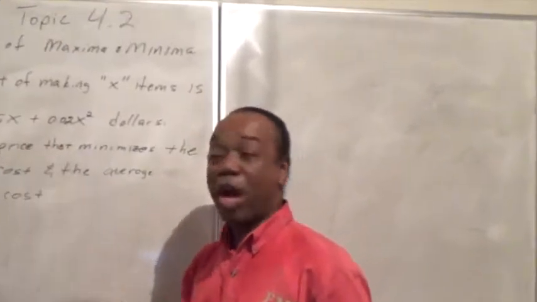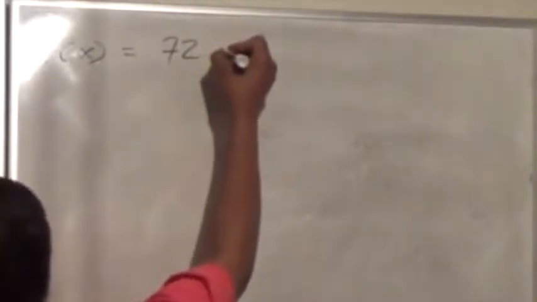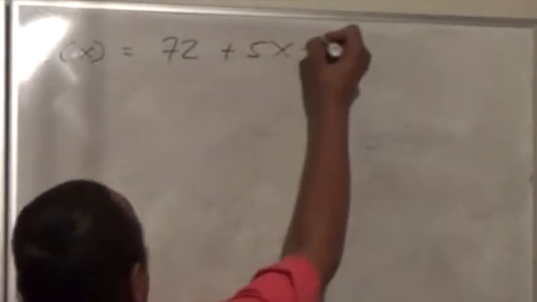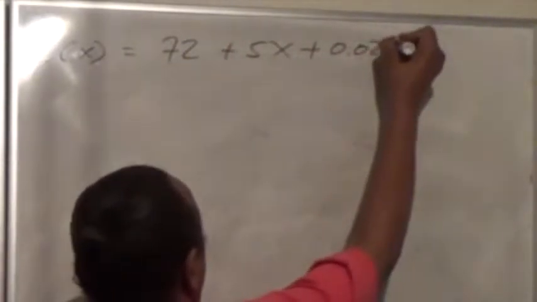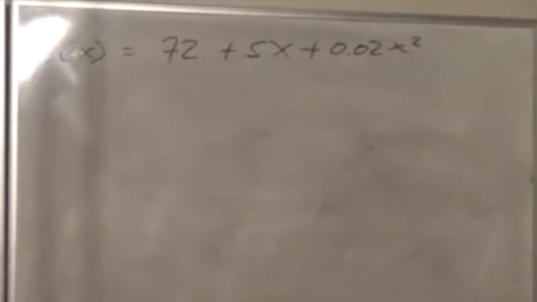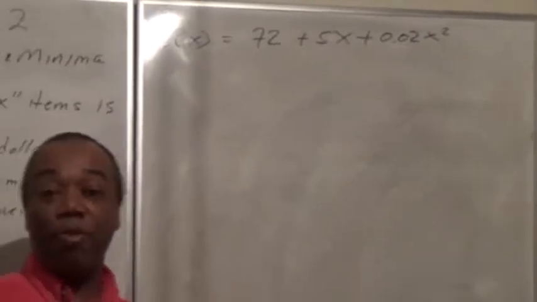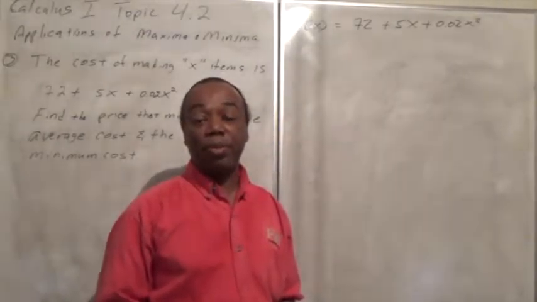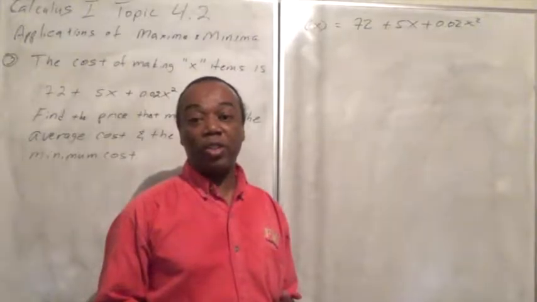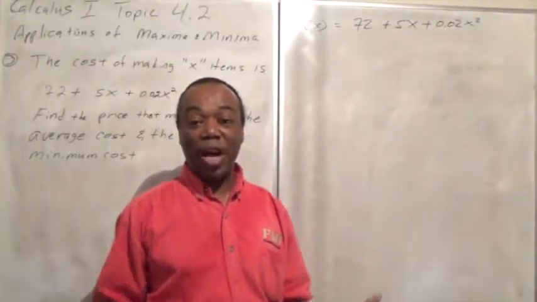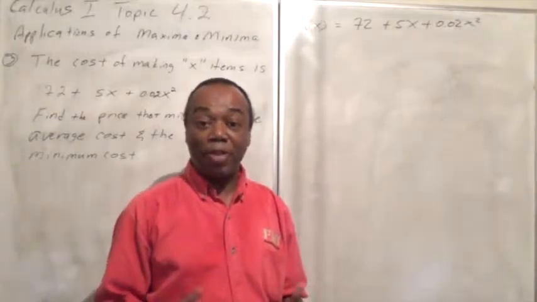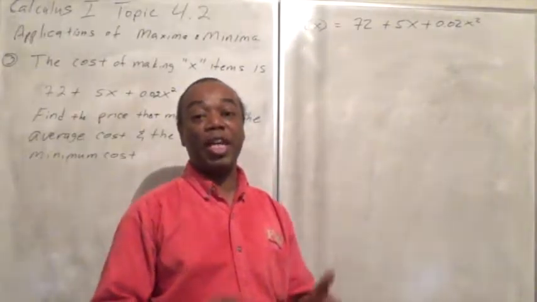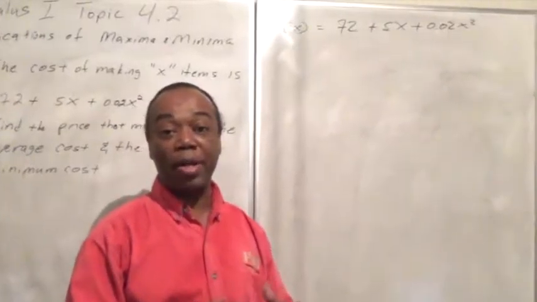Well, first let's describe this as cost. Cost based on x is 72 plus 5x plus 0.02 times x squared. So let's say this is $500 of cost and you've produced 10 items. Well, the average cost takes the 500 and divides it by 10, so it comes out to be $50 per item. So average cost is saying how much are we spending per item.